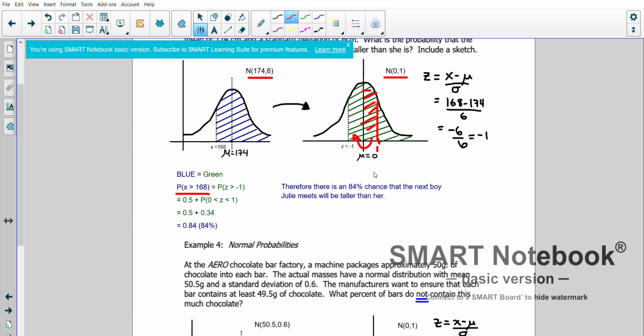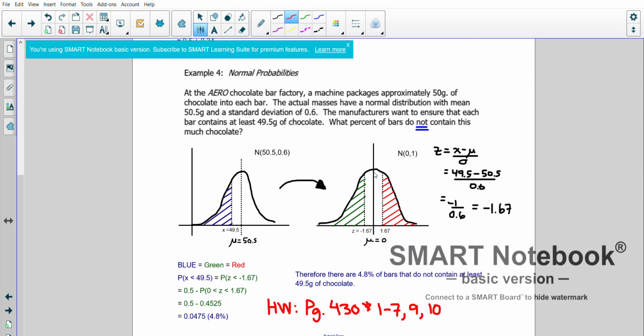So similar question, the Aero Chocolate Bar Factory, you see the candy wrappers say 50 grams of chocolate in each bar. Well, they're probably not all exactly 50 grams. So you'd probably have a normal distribution that looks like this. The mean is 50, but you'd probably have some Aero bars that weigh more, some that weigh a little less. It'd be very rare for one to weigh a lot more or a lot less. So you'd have a normal distribution that probably looks something like this.